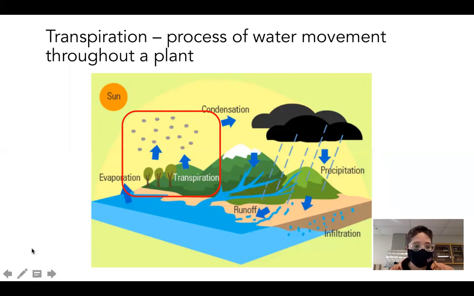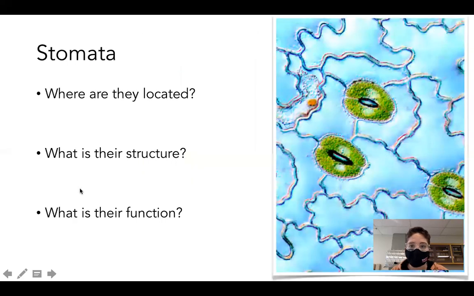The structure that allows plants to release water into the atmosphere is stomata. And so that's what we're going to be looking at today. From the packet, you should be able to answer these three questions. Where are they located? What is their structure? And what is their function? We'll go over this just to make sure that you have it down for the lab.